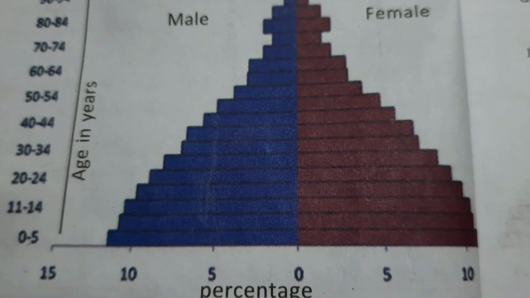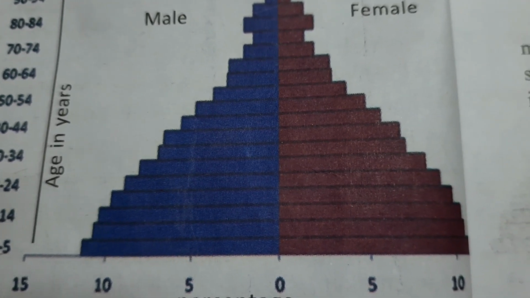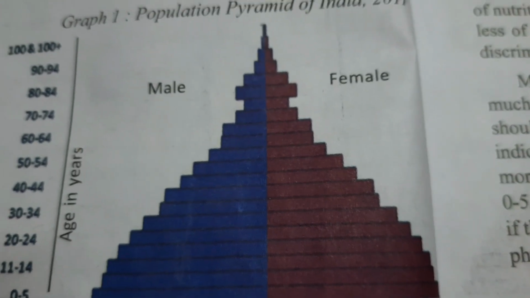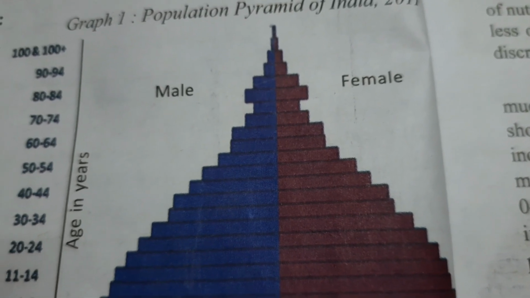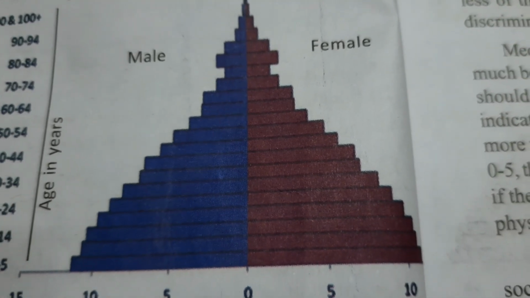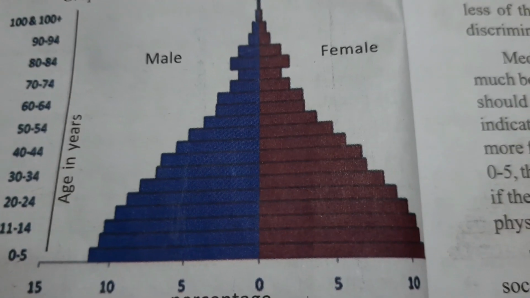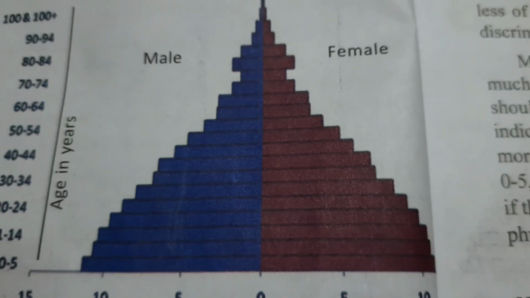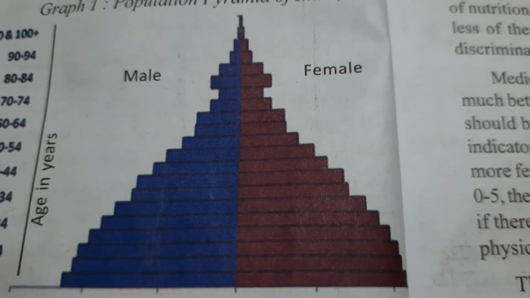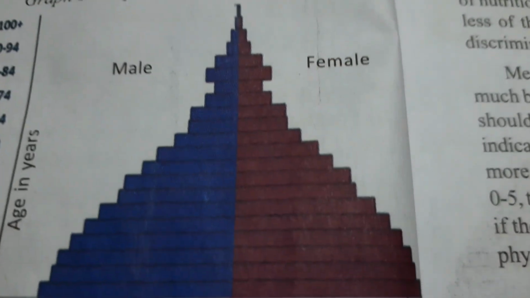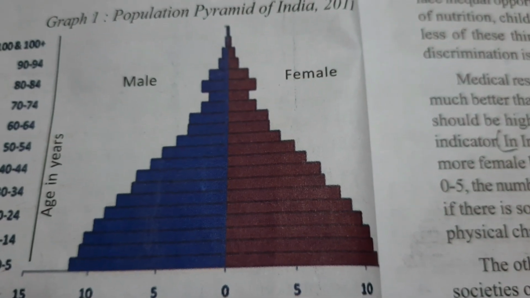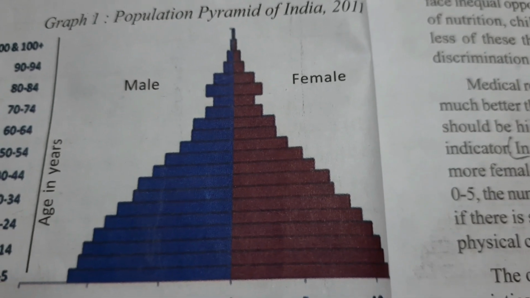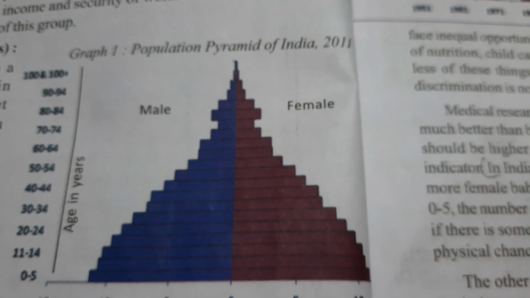11 to 14 years, then 20 to 24 years, 30 to 34, then 40 to 44 years, and at the peak we can see the old people, the aged group, from 90 to 94. It is a very small population. It shows us that the children group is very large in our country. After that, the young people's population is also very large compared to the aged and old people. The pyramid shows that India's population is likely to grow in future. So the cone-shaped pyramid shows that the population is likely to increase in the coming years.